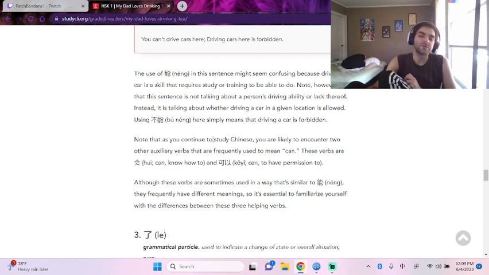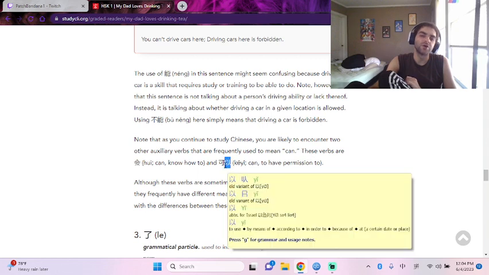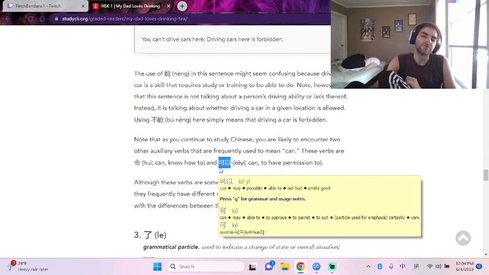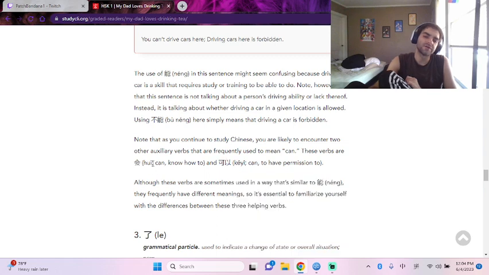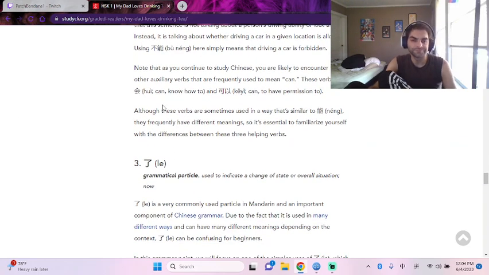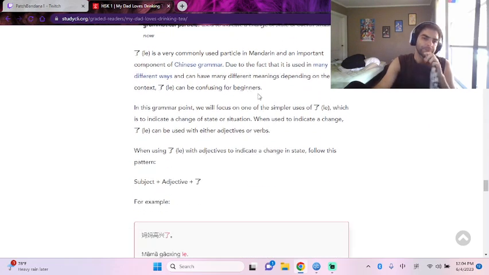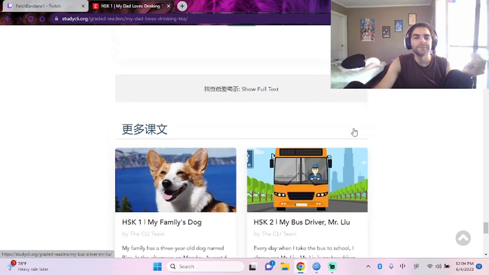Note that as you continue to study Chinese, you are likely to encounter two other auxiliary verbs that are frequently used to mean can. These verbs are 会, can, know how to, and 可以, can, have permission to. I remember 可以 being used on Transparent Online as well, and I was like, how do you know when to use 可以 versus 你能? Although these verbs are sometimes used in a way that's similar to 能, they frequently have different meanings, so it's essential to familiarize yourself with the differences between these three helping verbs. Well, bro, could you tell me?